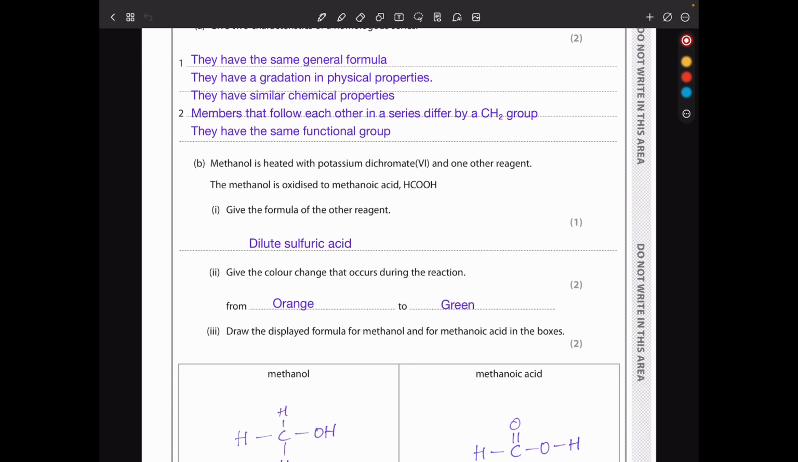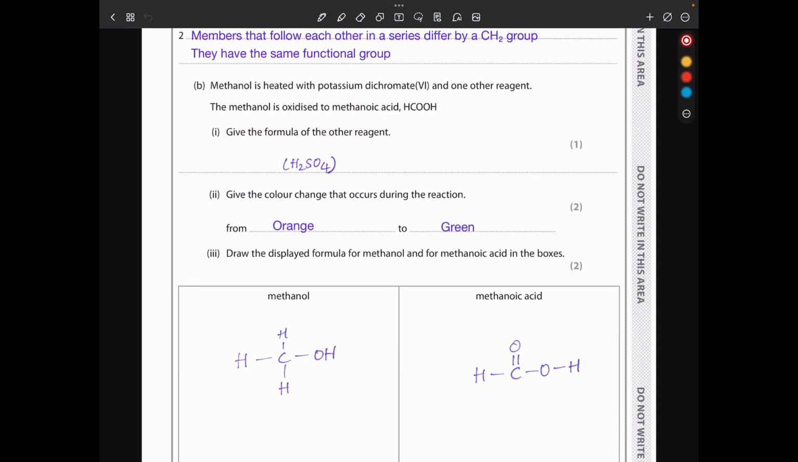Then in part B, methanol is heated with potassium dichromate and one other reagent. The methanol is oxidized to methanoic acid. Give the formula of the other reagent. Sorry for that, they said formula, so I'm going to write it like that. It's sulfuric acid. So I've changed that. They wanted the formula, not the name. Then they say give the color change that occurs during the reaction. This is the oxidation reaction, so the color change is going to be orange to green.